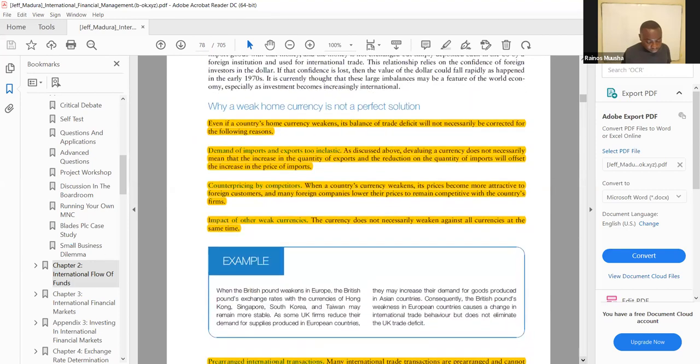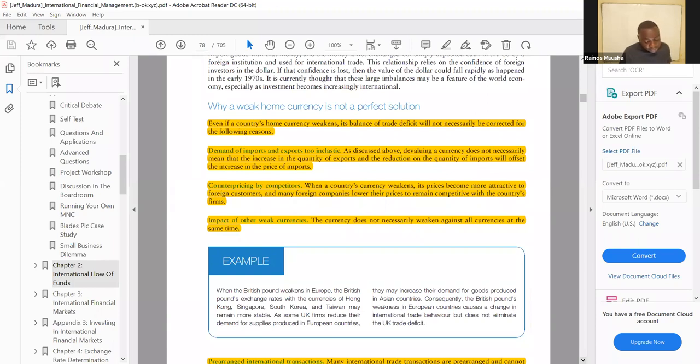On the next section, we also ask the question, why is a weak home currency not a perfect solution? Because initially we saw that they were saying a weak home currency is not necessarily a bad thing. It can be a good thing mainly because if we have a weak home currency, our goods and services may be deemed cheaper, and because of that, we can expect more demand for our goods and services as well.